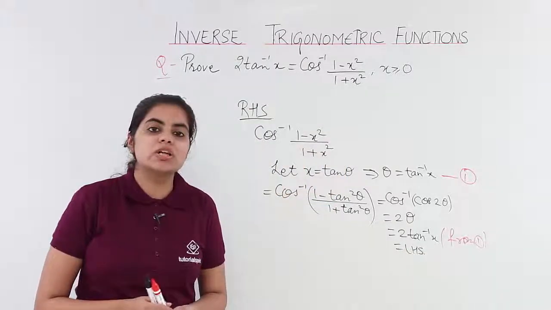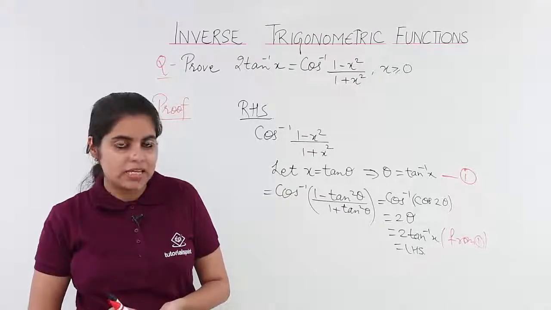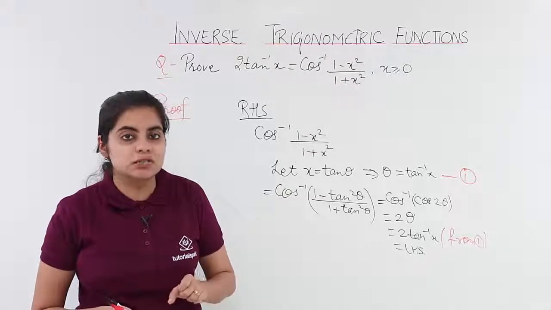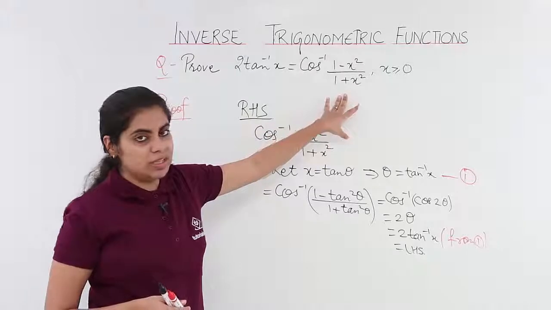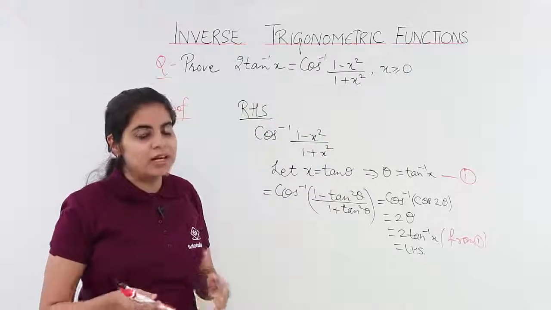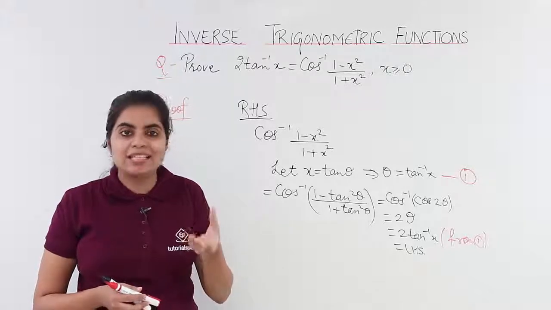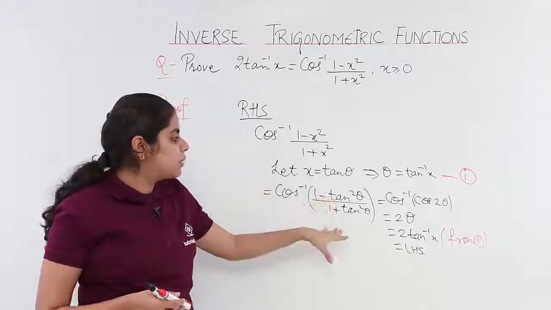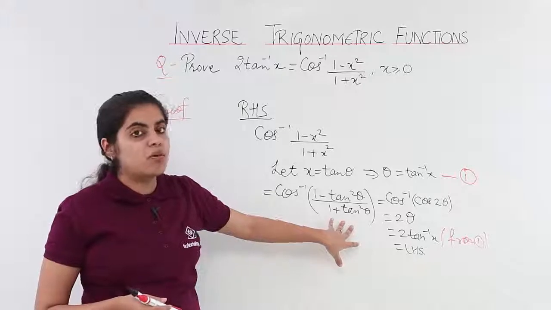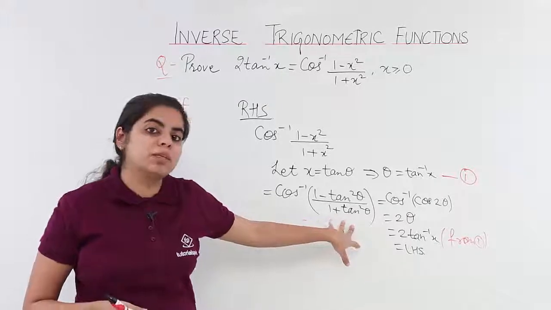So, in this video we saw the proof of 2 tan inverse x in the form of cos inverse. The formula is cos inverse of (1 minus x square) upon (1 plus x square). Let me repeat it again. We only did what? We substituted x is equal to tan theta, went about solving using the formula of (1 minus tan square theta) upon (1 plus tan square theta).